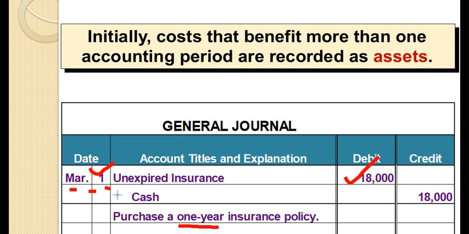Why? Because it is simple. Today is March 1, and I make a transaction: I am purchasing the insurance policy for 1 year for my company. I write cash as a credit, meaning I am paying, and it is an expense for me, but an expense for 1 year. So I make it unexpired insurance. It is not going to expire right now, not in this month. It will provide the benefit of a whole year, meaning 12 months. So I write unexpired insurance, or prepaid insurance. Right now it is my asset.